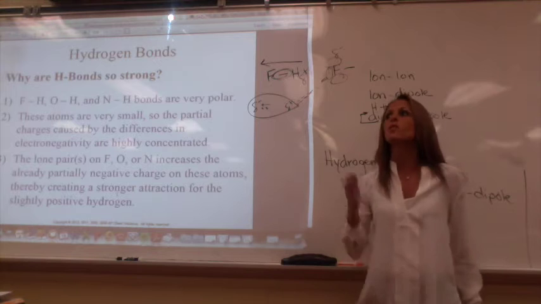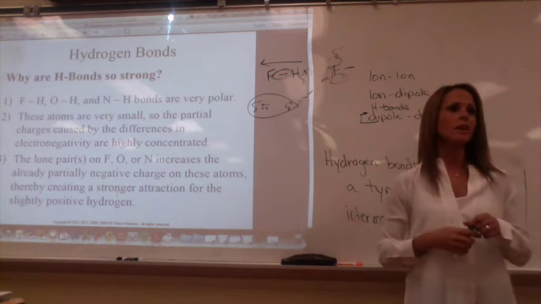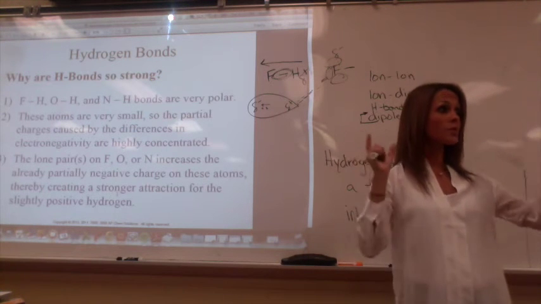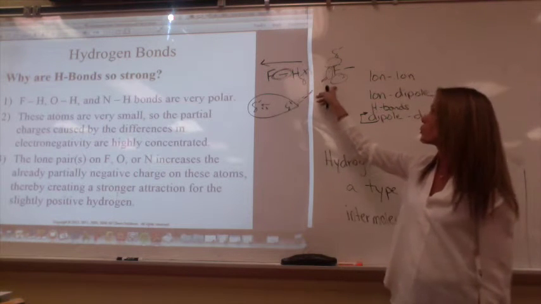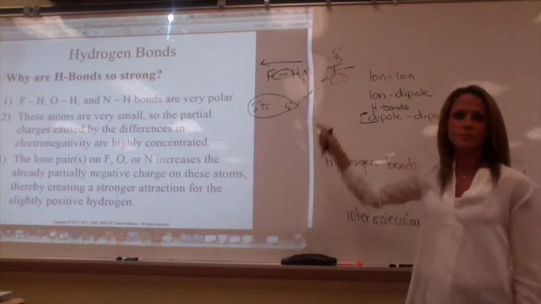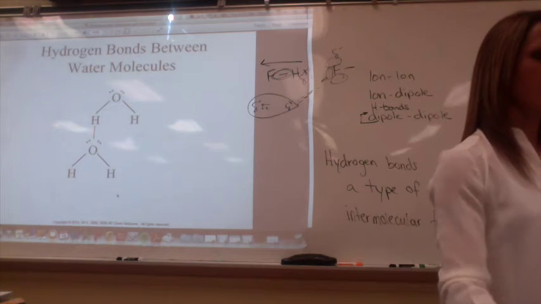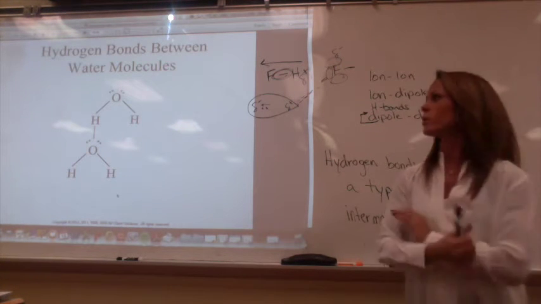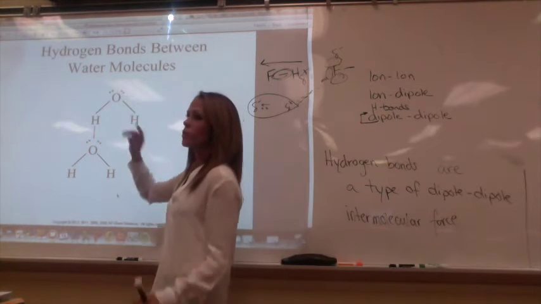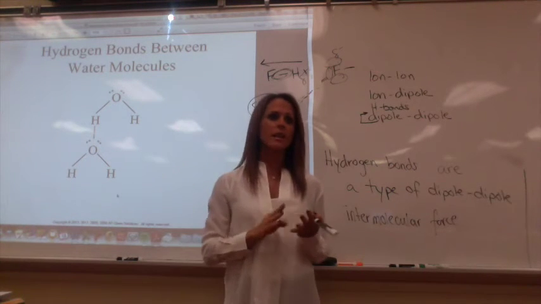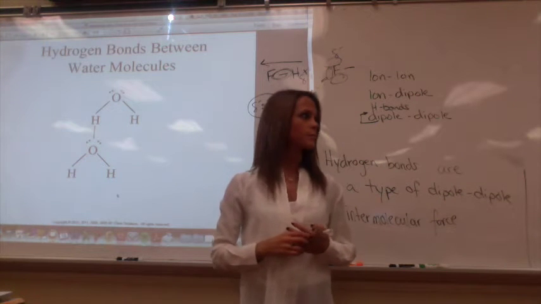It's because of the strong electronegativity on nitrogen, oxygen, or fluorine that makes both sides of this, the hydrogen end very positive, and then the lone pair end very negative. So here's hydrogen bonding between water molecules. So on this slide, I want you to draw your arrows and your slightly negatives and your slightly positives.